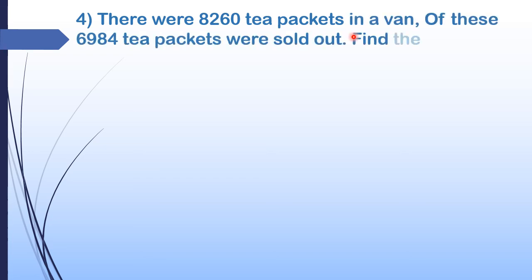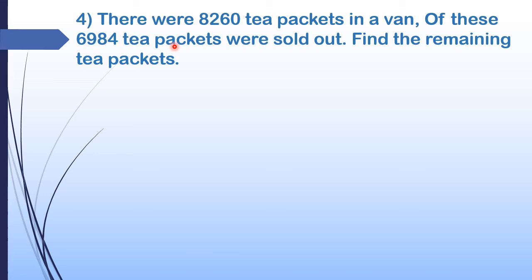So next sum. There were 8,260 tea packets in a van. Of these, 6,984 tea packets were sold out. Find the remaining tea packets. So the total number of tea packets is 8,260. Okay. So in these 8,260 tea packets, 6,984 tea packets were sold out. Okay. Some people bought these tea packets. Now we are going to find out how many packets are remaining. How many packets are still in the van. Okay. The remaining tea packets.